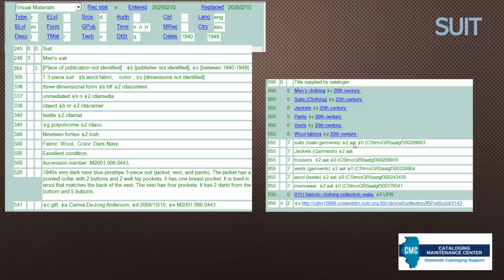And once again, I have AAT in the 655s, I have suits, jackets, garments, trousers, all of that. Okay, did I want to go over anything else? 264, like I mentioned before, it's blank and then 3. And this was made in the 40s, so the date will be between 1940 and 1949 because we're not exactly sure when it was produced.